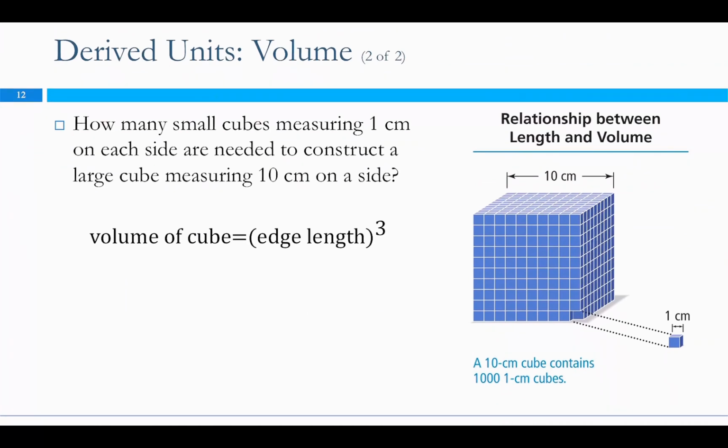Another way you can think about this is, right, how many small cubes measuring 1 centimeter on each side are needed to construct a large cube measuring 10 centimeters on a side? So how many cubes would I need to make up one side, or one part of this? Right, just 10. But then I also need another 10 to go back that way. And to make up the whole bottom of this, it would be 10 times 10. So it'd be 100. And then I need 10 of those layers tall. So it's 10 times 10 times 10. So you need 1,000 1 centimeter cubes.